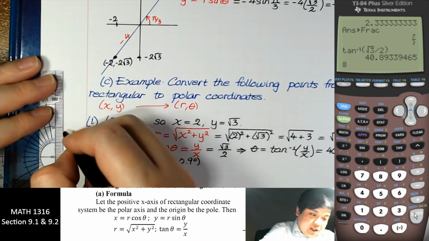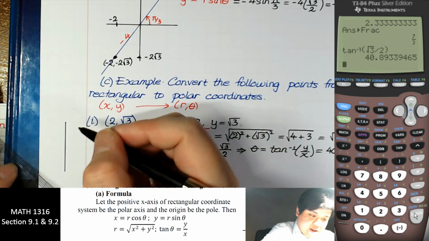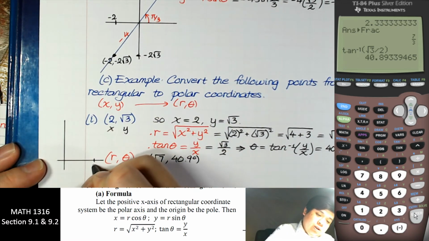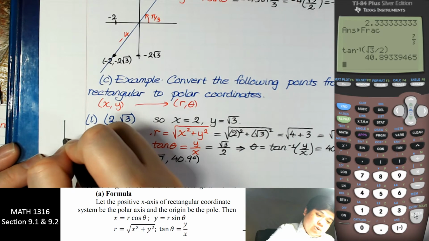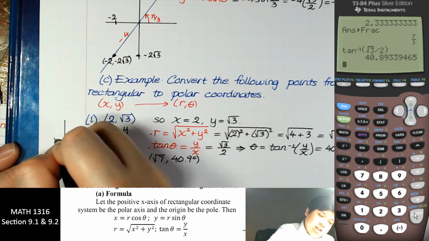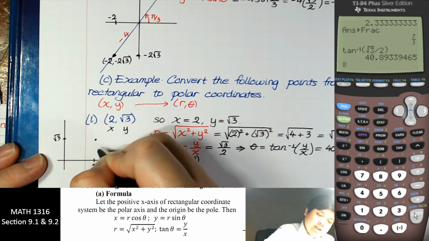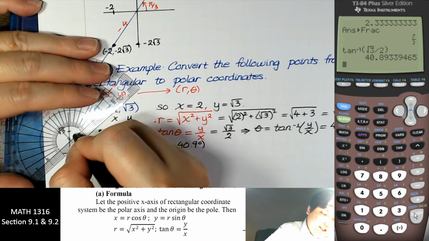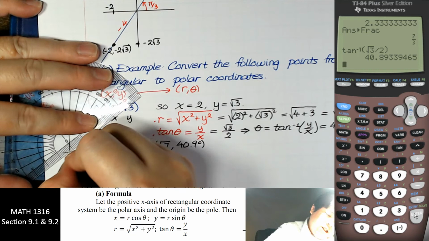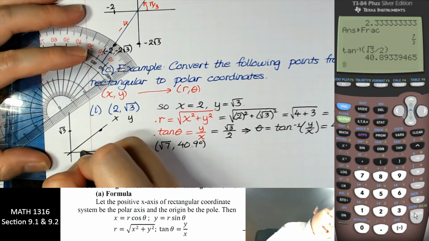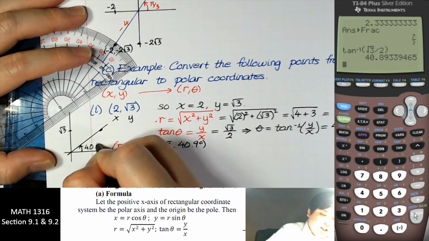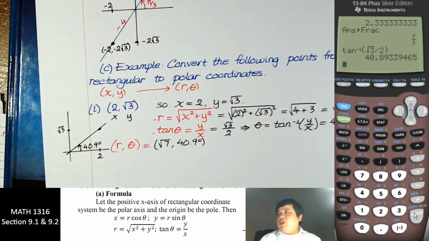If we sketch this, 2, and then square root of 3. So at that point there, 2 on the x, square root of 3 on the y-axis, and the angle here is about 40.9 degrees. So that looks good.